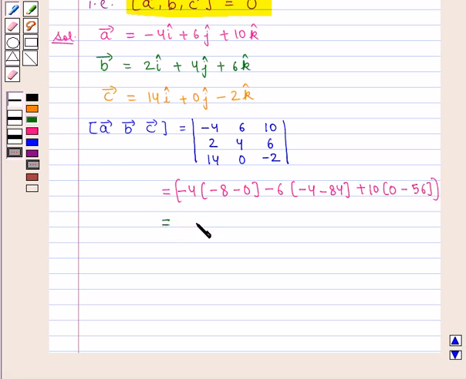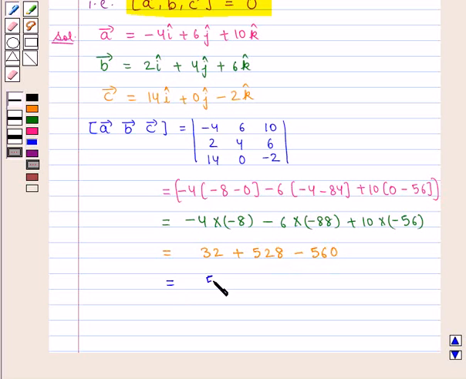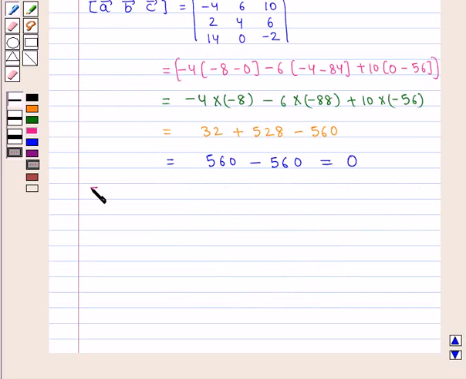which is equal to minus 4 into minus 8, minus 6 into minus of 88, plus 10 into minus of 56, which is equal to 32 plus 528 minus 560, that is 560 minus 560, which is equal to 0. Therefore, scalar triple product of vectors A, B, C is equal to 0.